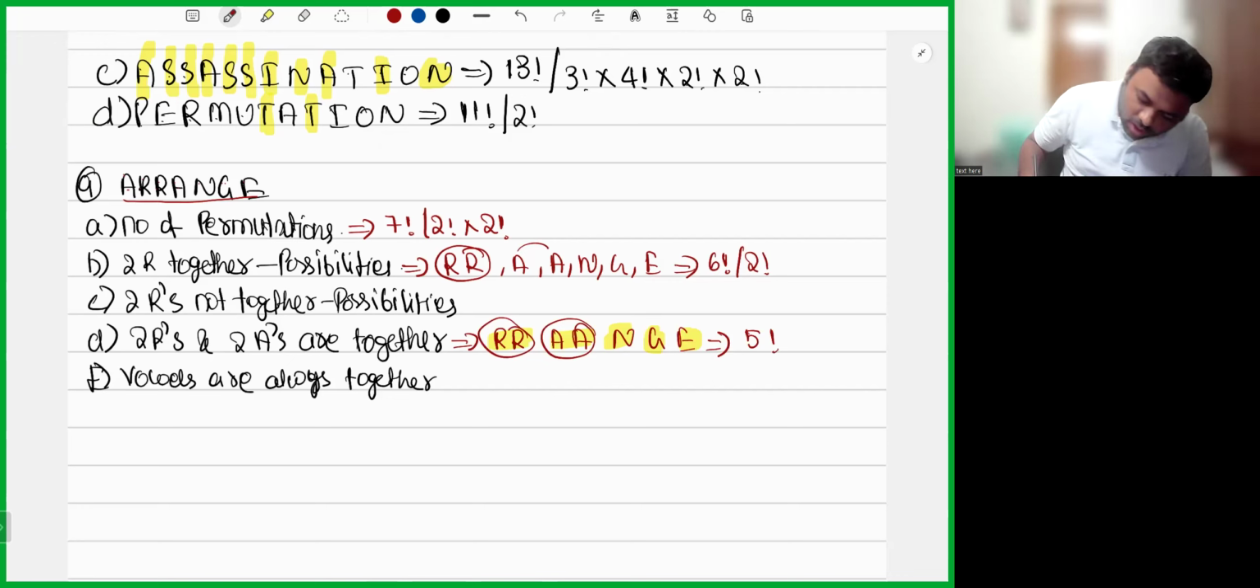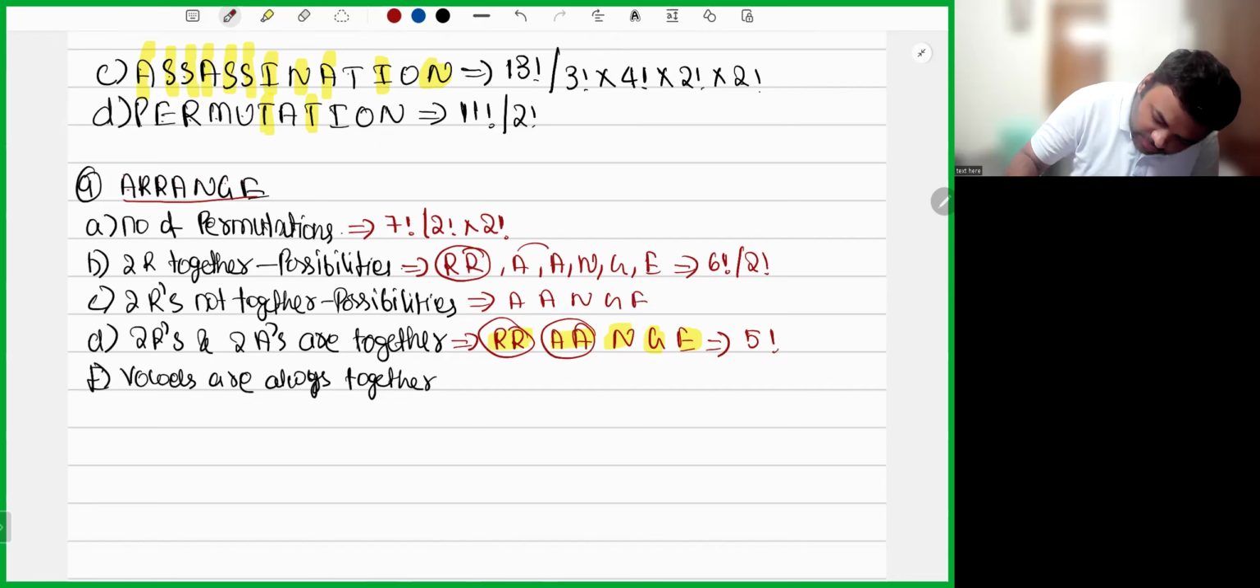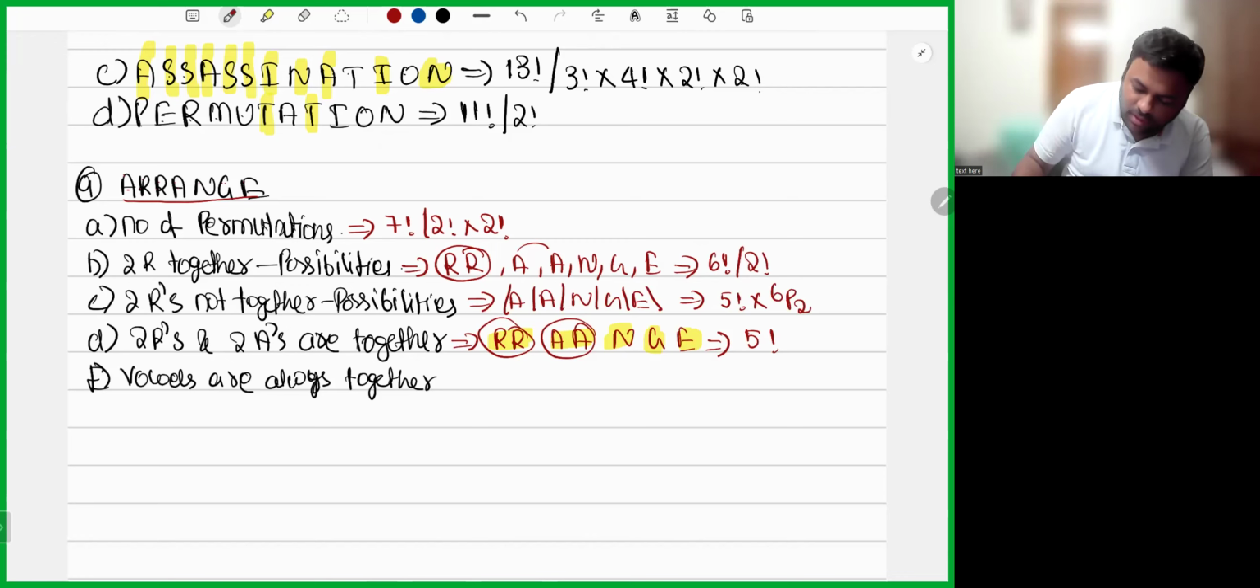Okay. 2 R's not together. So A, N, G, E. 5 things can be arranged in 5 factorial ways. In between them, 1, 2, 3, 4, 5, 6. 2 R's can be arranged in 6P2 ways. Since A is repeated 2 times, 2 factorial, R is repeated 2 times, 2 factorial.